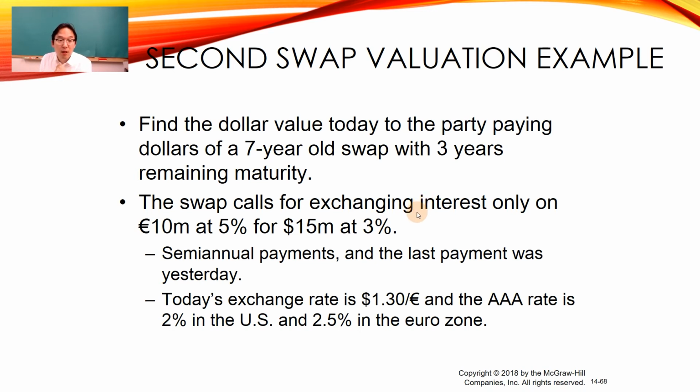Tenor is 3 years. The swap calls for exchanging interest only on 10 million euro at 5% for $15 million at 3% dollar rate. Okay, and then what is the coupon payment or interest payment? Not annual, but semi-annual, which means 6 months. Every 6 months you have to pay the interest. And the last payment was yesterday, which essentially just passed, right?